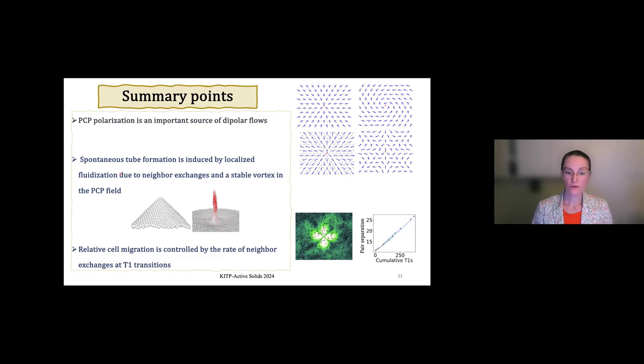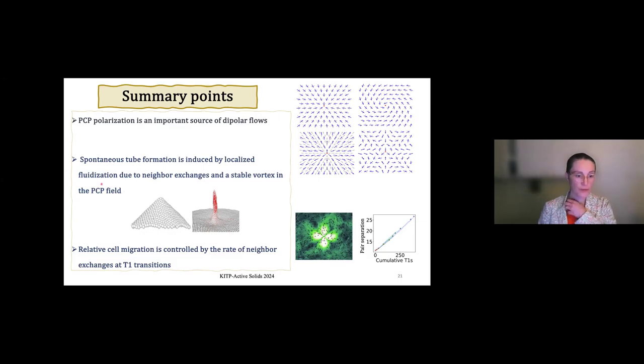And the formation of tubes occurs when we have a very localized fluidization at the tip of the tube, and also a type of fracture-like pattern within the tissue, which we don't quite understand. This is very recent work, so we're still digging into it.